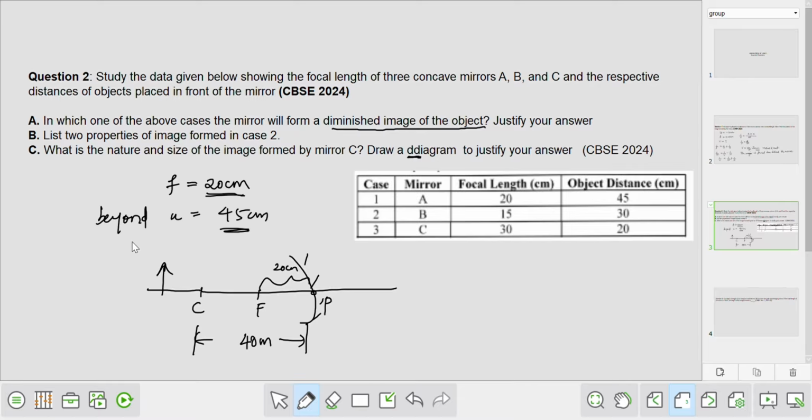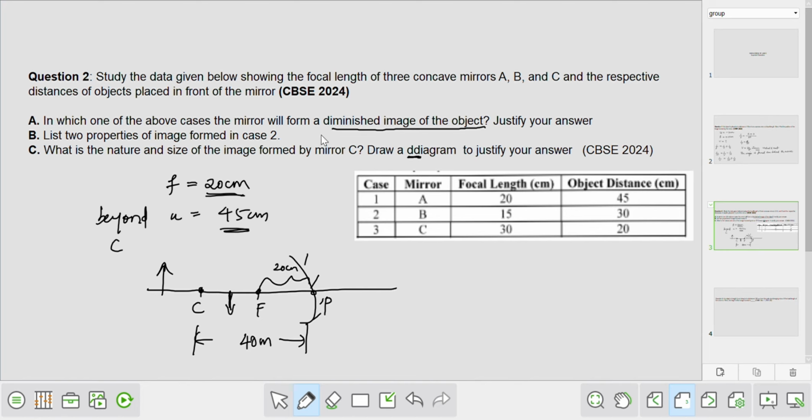So if the object is placed beyond C, where will you get your image? Very good. Between C and F. You will get your image between C and F. So what is the nature of the image? Real and inverted. What will be the size of the image?